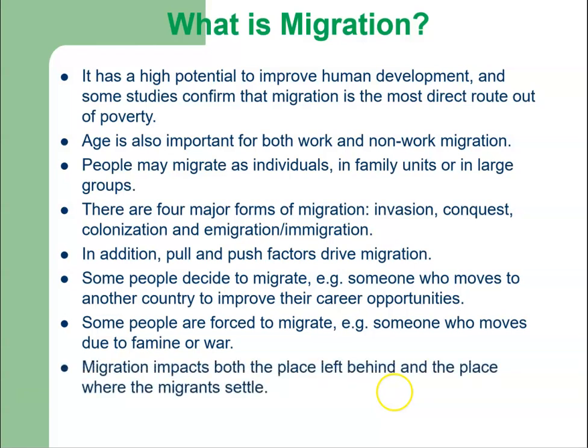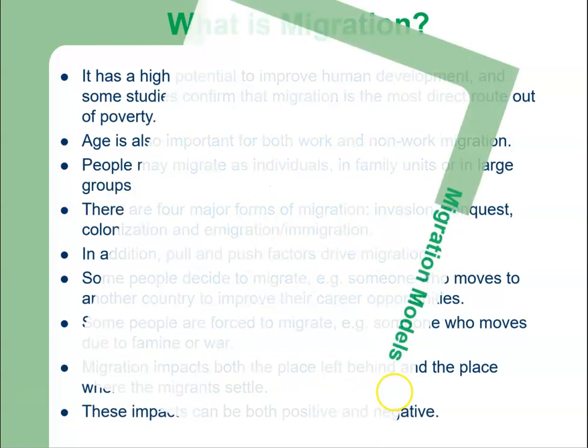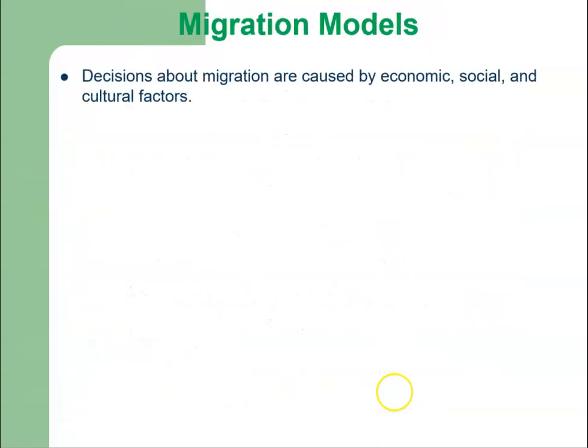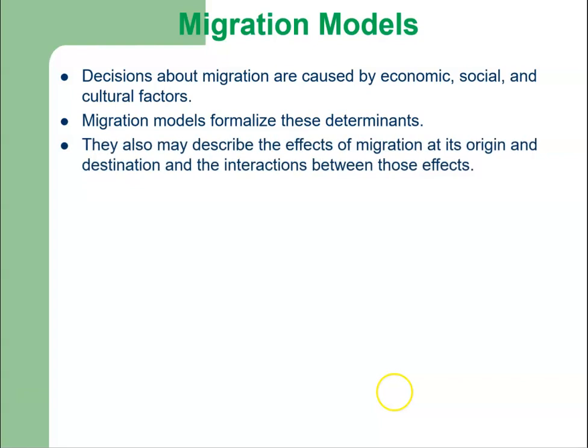Migration impacts both people at the place left behind and people at the place where the migrants settle. These impacts can be both positive and negative. Decisions about migration are caused by economic, social, environmental and cultural factors that I mentioned earlier. There are a number of migration models which formalize these determinants. These models may describe the effects of migration at its origin and destination and the interactions between those effects.